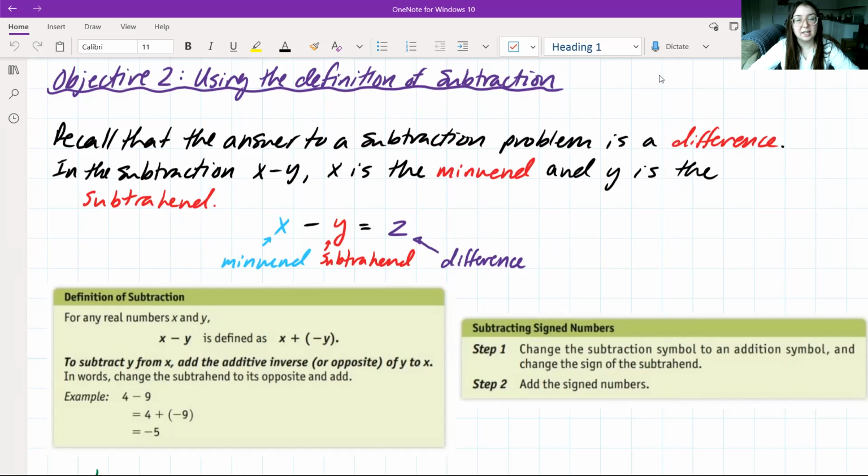So when subtracting signed numbers, step 1, we want to change the subtraction symbol to an addition symbol and change the sign of the subtrahend. And then we just add the signed numbers. So this is the same thing as we just discussed with our definition of subtraction. This is just telling you the 2 steps it takes. So whenever we see subtraction, we can always rewrite it as addition with the additive inverse of the second term.